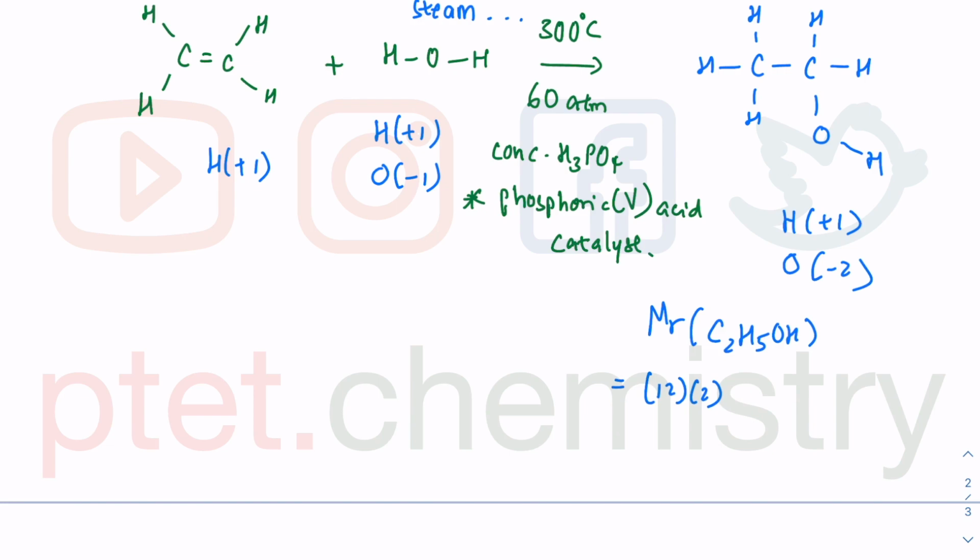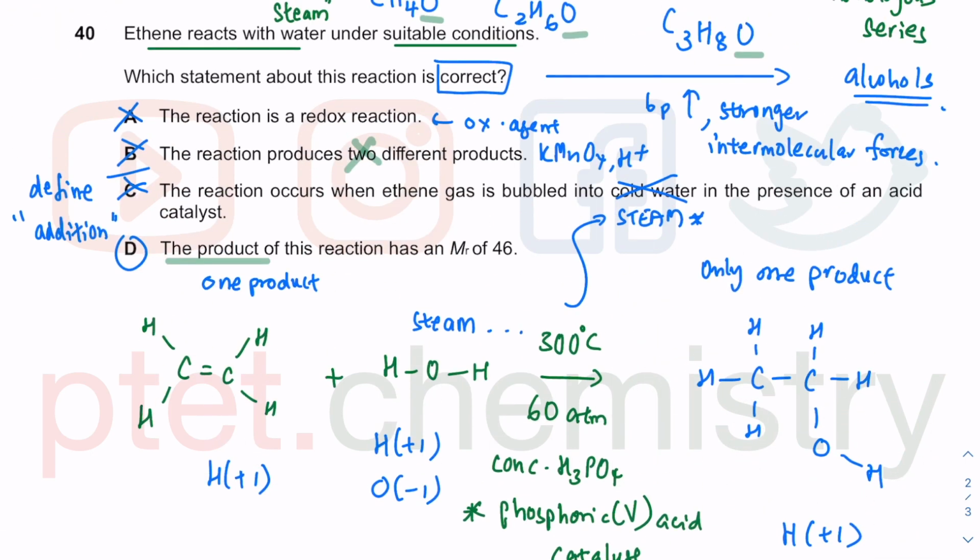12 times 2 for the two carbons, and then 6 hydrogens, 6 times 1, and then 1 times 16. Pressing that into your calculator, 12 times 2 is 24, plus 6 times 1 is 30, plus 1 times 16, this gives me 46. This is the correct Mr for ethanol, which is your final product of this addition reaction. D must be what we are looking for there.